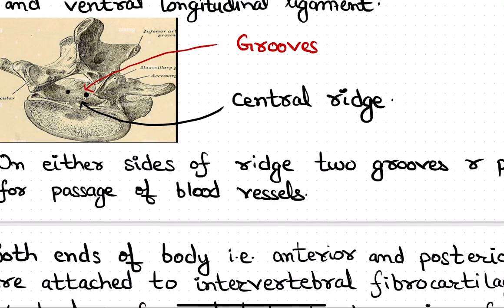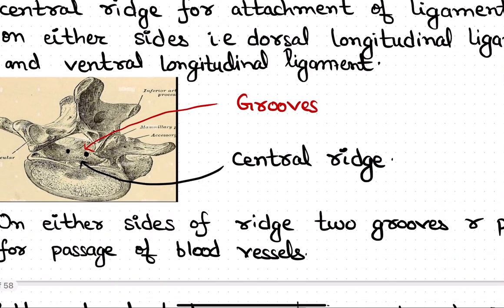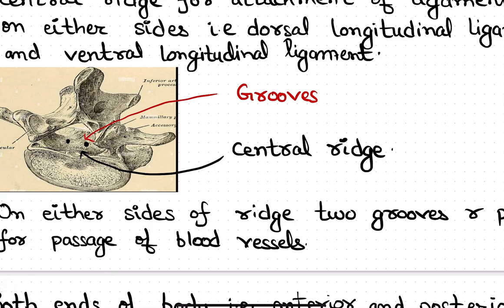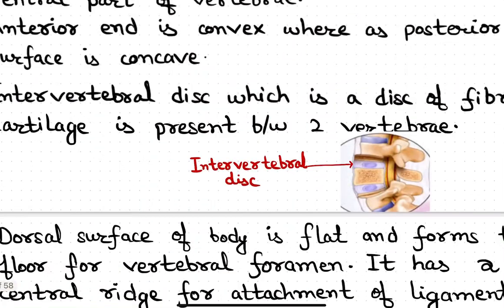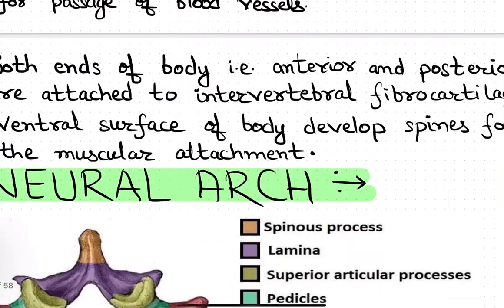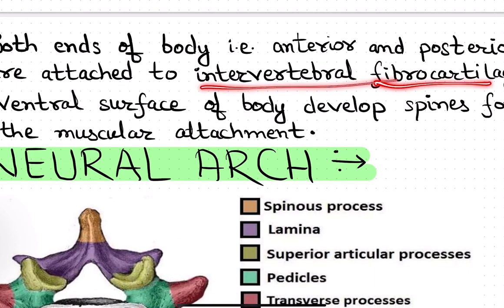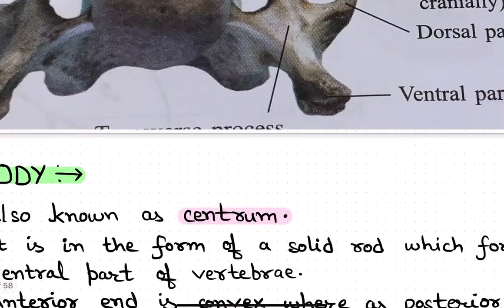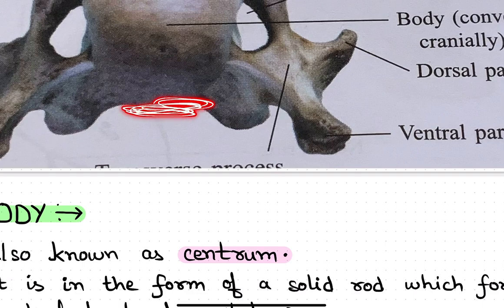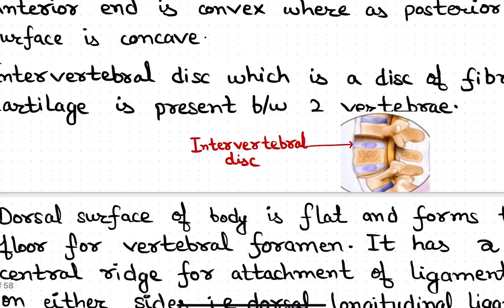Let me come to the next part. Like I said, these are grooves, and these grooves are for the passage of blood vessels, so that bone also gets nutrition. Both ends of the body, anterior and posterior, are attached to intervertebral fibrocartilage. It means that this region and this region are both joined with other vertebrae via intervertebral fibrocartilage. Now the ventral surface of the body develops spines for muscular attachment. This is the ventral portion of the body, and it develops some spines, some elevations through which ligaments and other muscles get joined, okay.